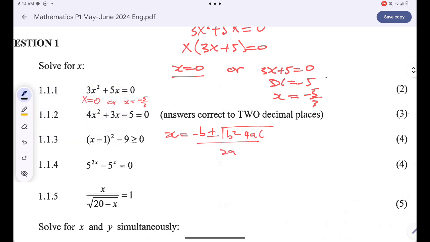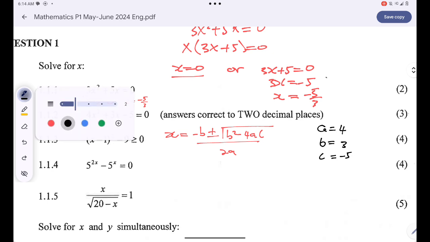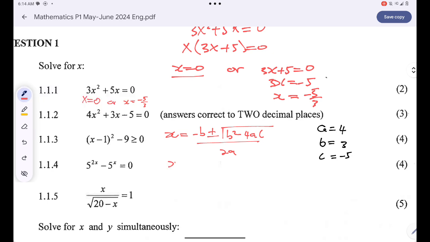Remember that, guys, a is anything in front of x squared, that's 4. B is anything in front of x, that's a positive 3. And then c is any term that does not have x. So that is just negative 5. Are you together? Then all I have to do is just substitute over there. x is just equal to negative b plus or minus the square root of b squared minus 4ac, all over 2a.